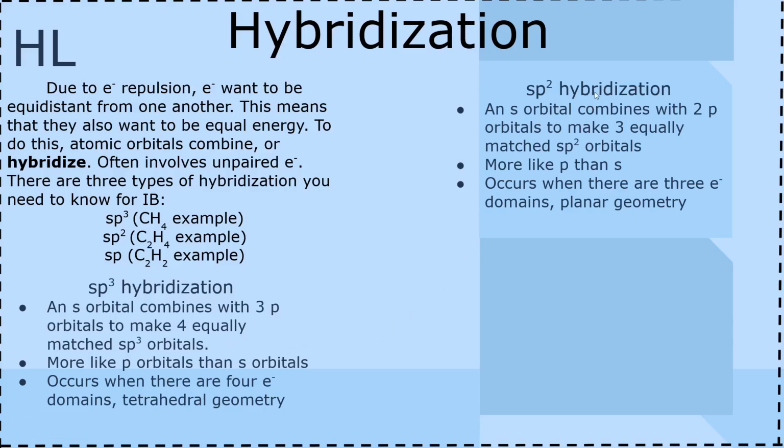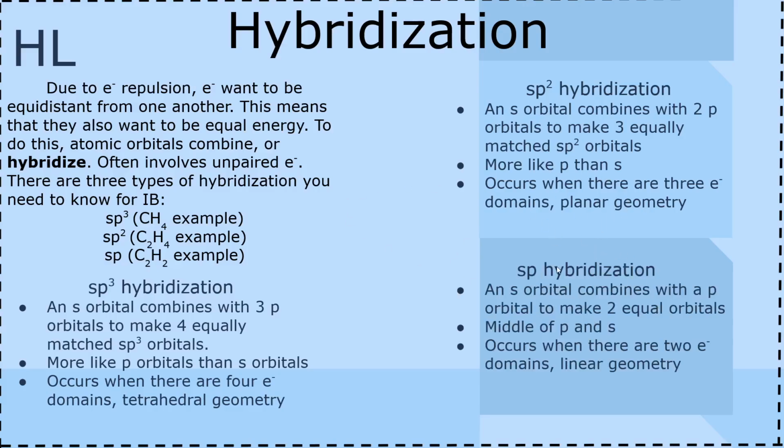sp2 hybridization occurs when a singular s orbital combines with two p orbitals to make three equally matched sp2 orbitals. It's more like p than s, and occurs when there are three electron domains for planar geometry. sp hybridization, the last one you need to know, is when an s orbital combines with a singular p orbital to make two equal orbitals, in the middle of p and s. That occurs when there are two electron domains with linear geometry.